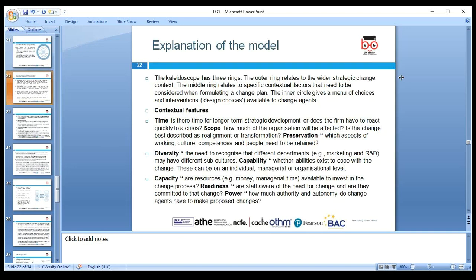Maybe we need to look around. In the explanation of the models, we need to look at the model which we can impact. Look at the time, the scope, the preservation, the capacity, the readiness, and the power when you implement the change. Otherwise, we can't really implement the change effectively.